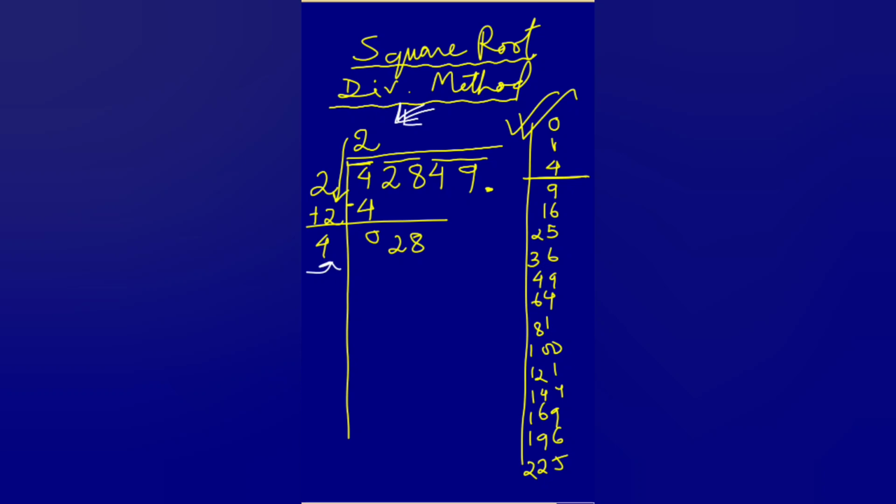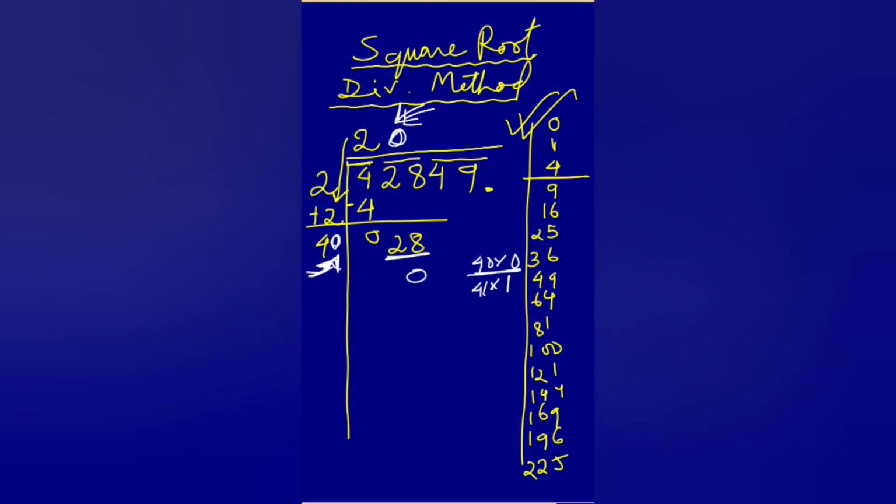Let me write it here. 40 into 0 will be 0. That is less than 28. But if I put 1 beside the 4, then 41 into 1 is 41. That is more than 28, so I cannot take that. So what I do here is write 0, and write 0 here. 40 into 0 is 0. So 28 minus 0 is 28.